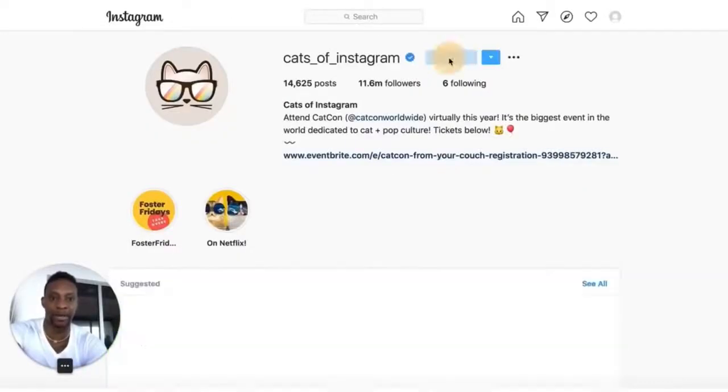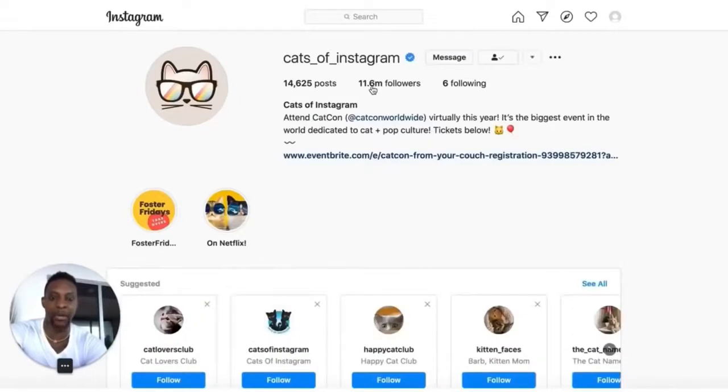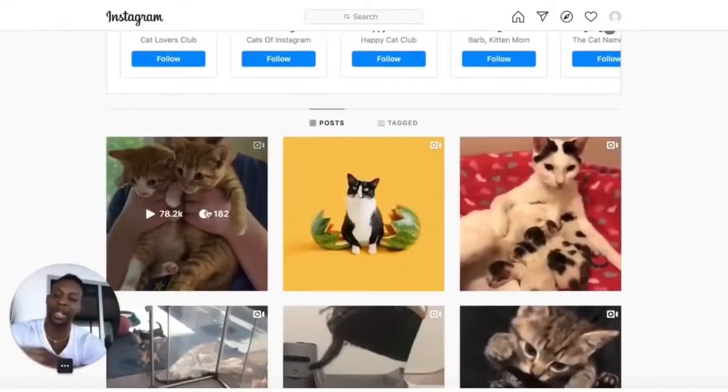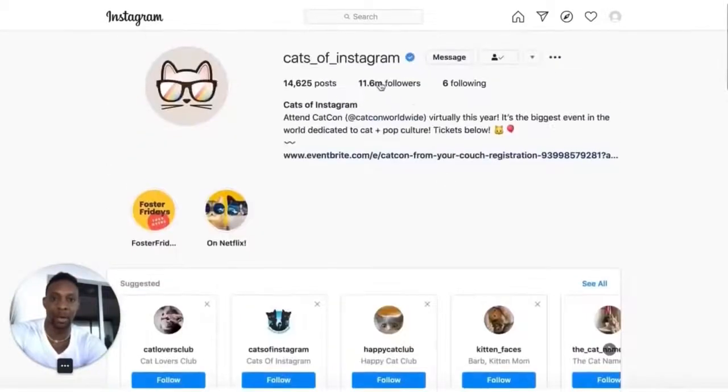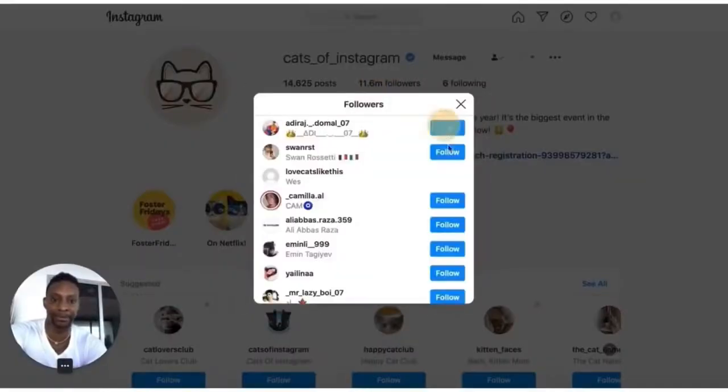And the reason why, this is what we're gonna do. So we're gonna follow this page. And not only that, we're gonna go to this 11.6 million followers. Now it's important to do that because we only wanna follow pages that have a lot of followers and have a lot of engagement, right? And I'm gonna explain why that's important as you watch the video now, okay? Makes sense? So we're gonna click on the followers here, and we're gonna start to follow.